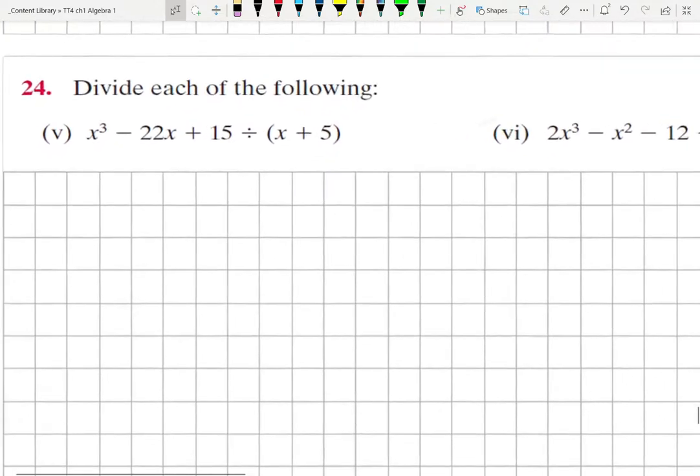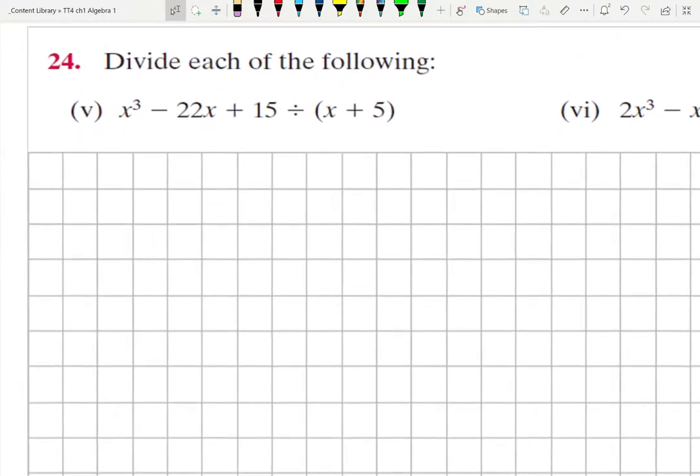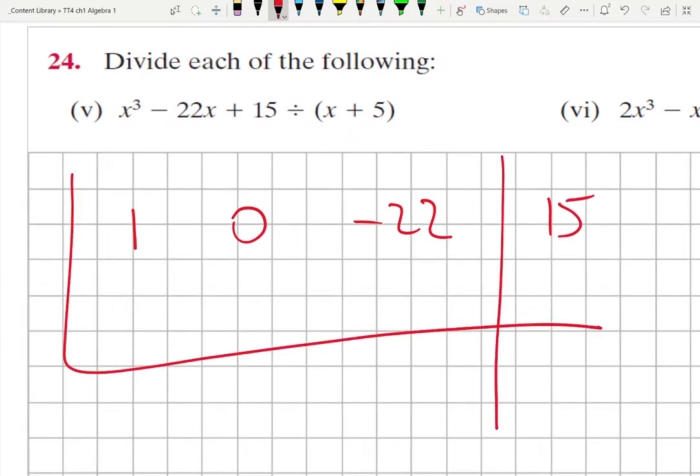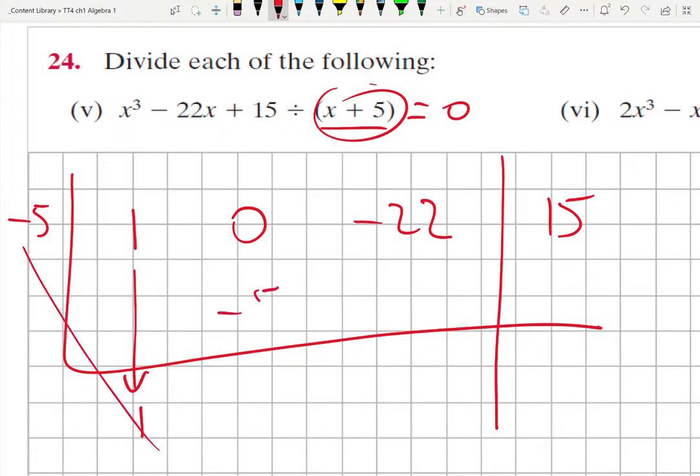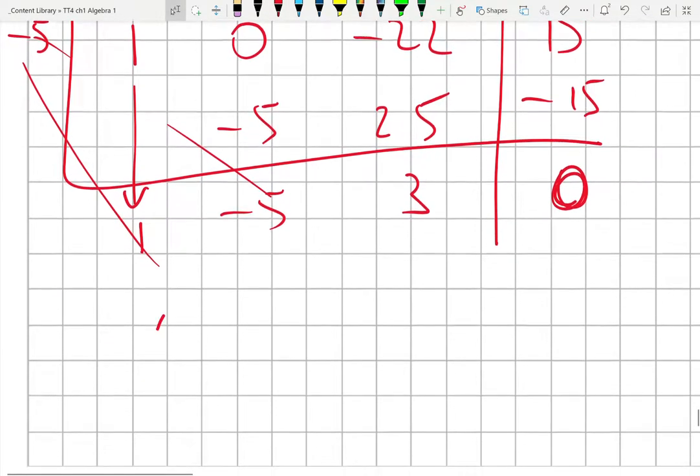Look, I'll show you another method, synthetic division. 1, 0 for x squared, negative 22 for x, and 15 are your coefficients. You make this frame for long division, except you use the factor. You solve x plus 5 equals 0, and you use the factor. The root is minus 5. You add downwards. You multiply this way. Add downwards. Multiply this way. Add downwards. Multiply this way. Your remainder is 0. And it was x squared minus 5x plus 3.